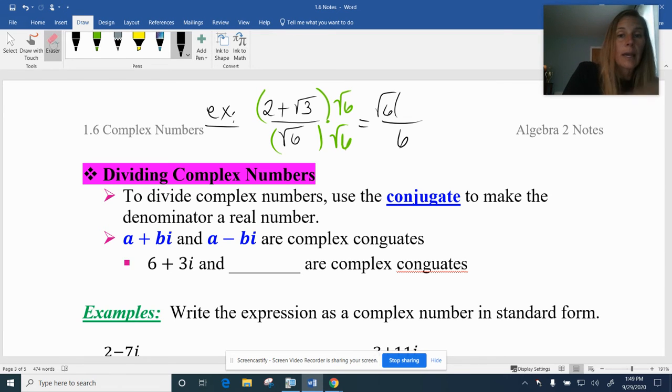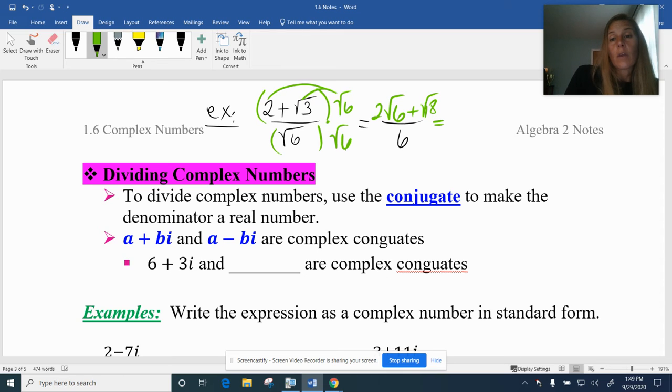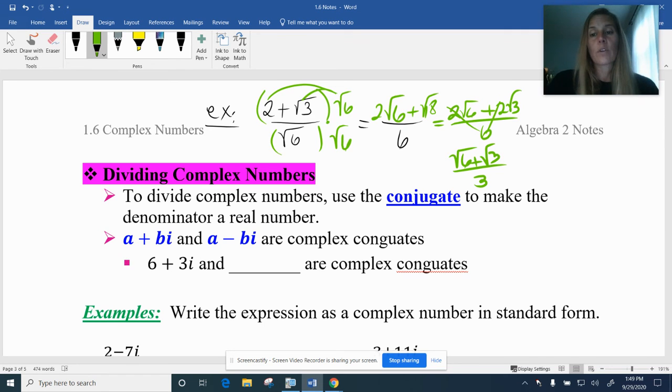So you would actually get, let me erase this so I can write it a little bit neater. Radical 6 times 2 would be 2 radical 6, and then radical 6 times 3 would be radical 18, which is 3 radical 2. Then 2 radical 6 plus, I think that's 2 radical 3 over 6, and then these would each reduce. So you get radical 6 plus radical 3 over 3. Okay, so hopefully you kind of get the idea.